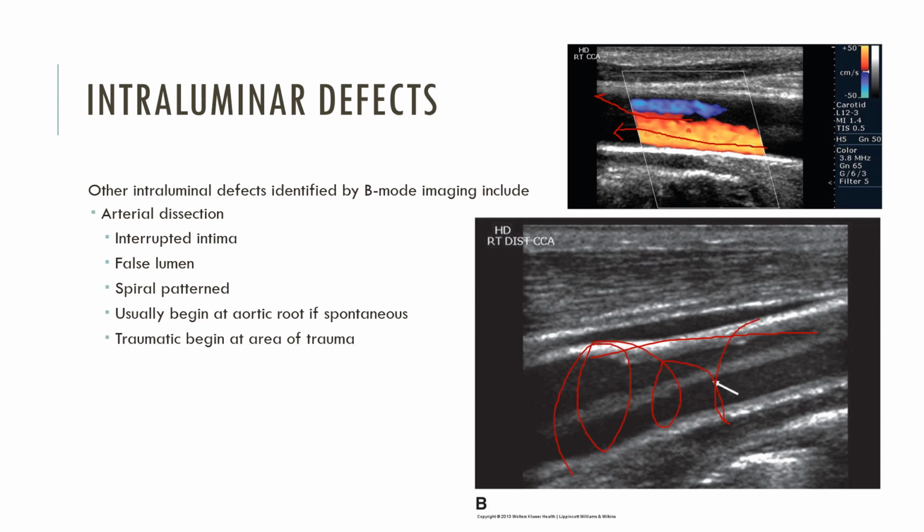It won't necessarily separate straight up the vessel, but it'll kind of wind around the vessel like a spiral. And in that case, you might see a spiral pattern when we see the red and blue blood flow separated. These can begin at the aortic root if spontaneous, and usually if it's traumatic, it begins at the area of trauma. So again, significant emergent situation you want to get addressed right away.